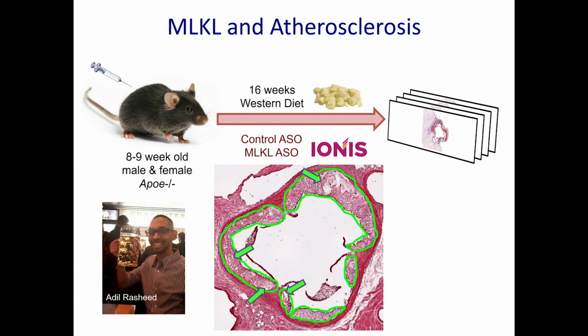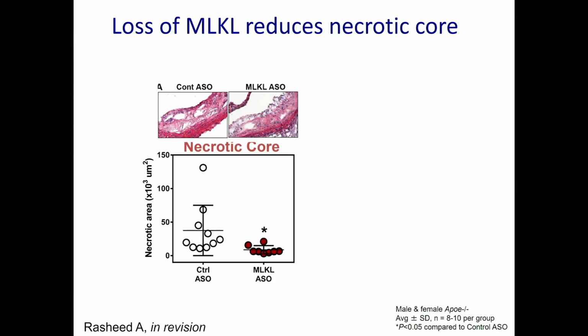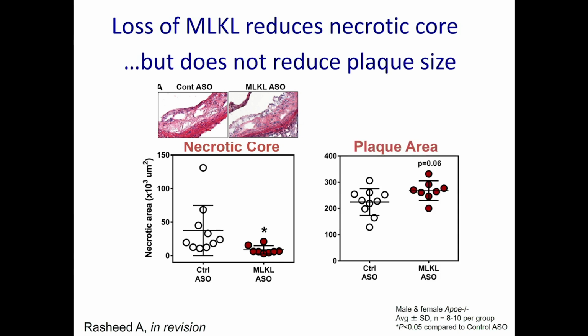So we just did a typical thing we do in the lab all the time. We take these mice that get atherosclerotic plaques, and we gave them this antisense oligonucleotide or a control that doesn't target anything, just to give it as somewhat of a placebo. And like we suspected, when we inhibit MLKL, we do see reductions in the necrotic core. So similar to what we saw with that necrostatin molecule, we're getting what we expect. But unlike what we expected, surprise, the plaque area didn't decrease.